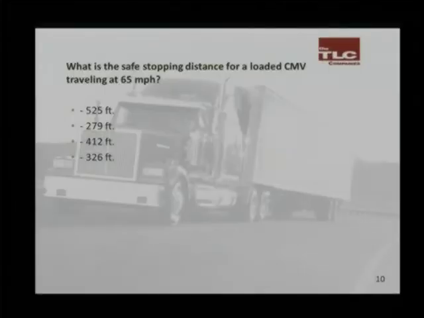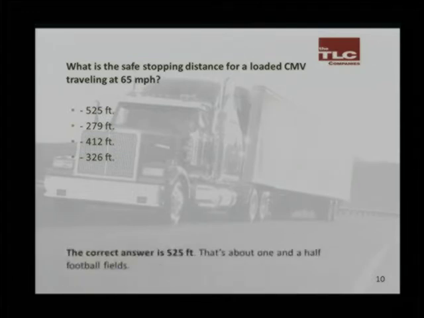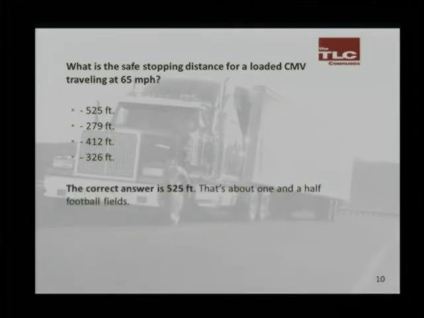What would you say is the stopping distance of a loaded commercial motor vehicle traveling at 65 miles an hour? 525 feet, 279 feet, 412 feet, or 326 feet? The correct answer is 525 feet. That's about 1.5 football fields. These 2 examples show how speed plays a major factor in adequate stopping distance.